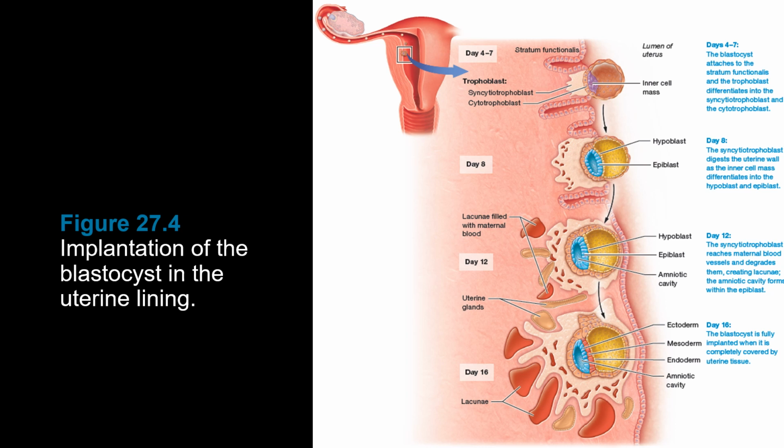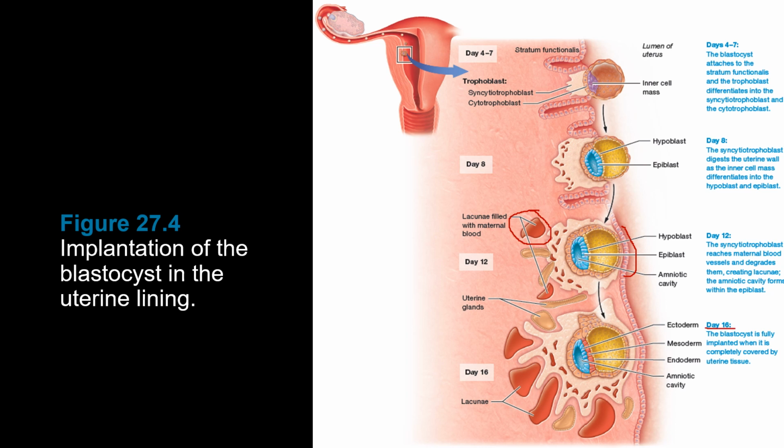And here you can see some of the processes that I was speaking of. You see between days 4 and 7, you have the blastocyst attaching to the stratum functionalis, and the trophoblast begins to differentiate into syncytiotrophoblast and cytotrophoblast. Day 8, you have the syncytiotrophoblast digesting the uterine wall and penetrating, getting further in. Day 12, you have some regrowth here of those epithelial cells, and you see lacunae begin to form.